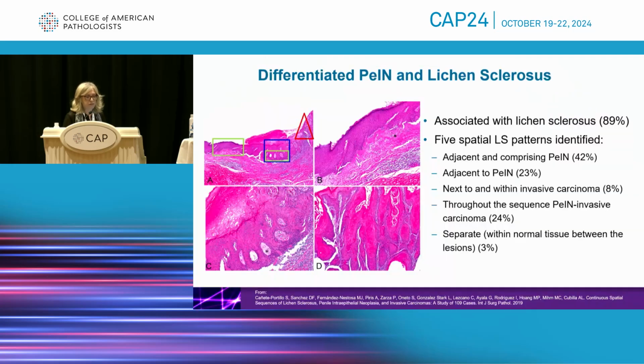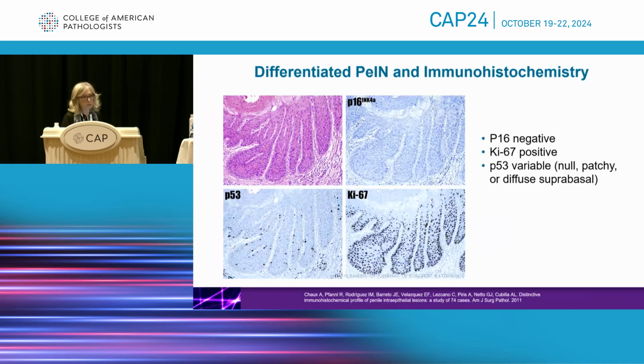Okay, so differentiated PIN, as you know, is associated with lichen sclerosus, and this can be associated in different forms, in different spatial configurations. And typically, from the older literature, it emerged that these are P16 negative, as you all know, Ki67 positive, basally and suprabasally, and P53 variable. So in the penis, P53 is a little bit more variable than what happens in the gynecologic tract. So it can be null, patchy, or diffuse suprabasal. So let's look into that.